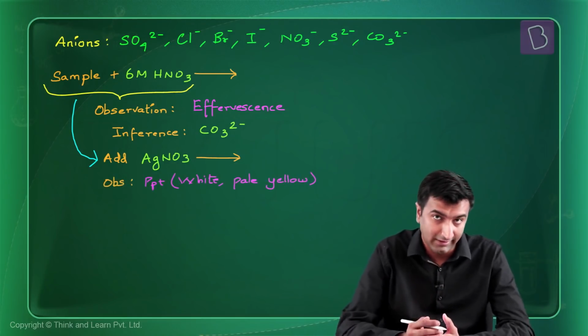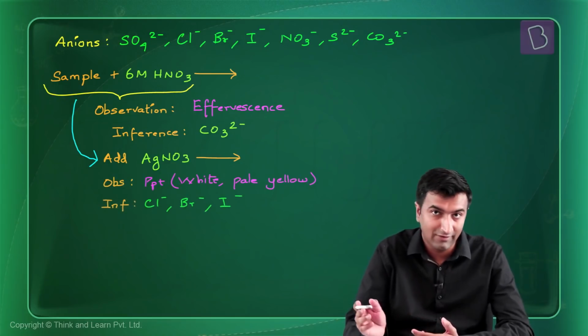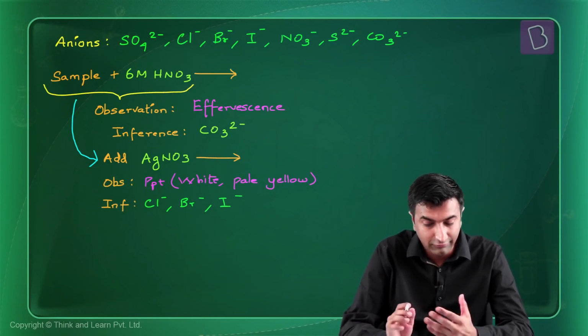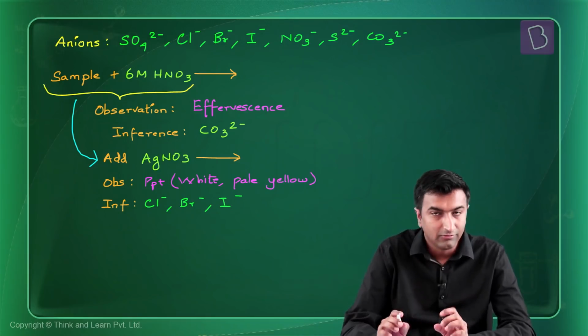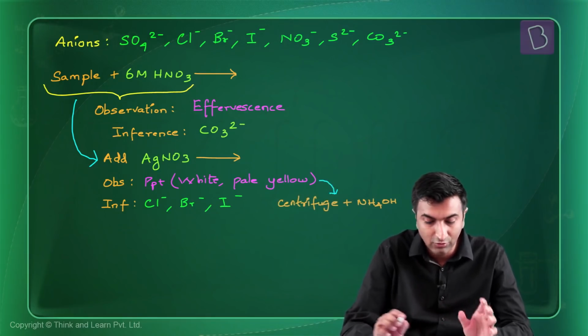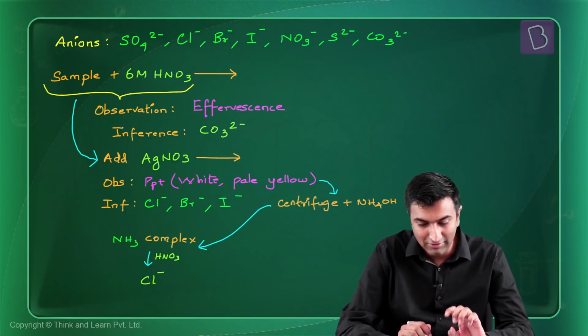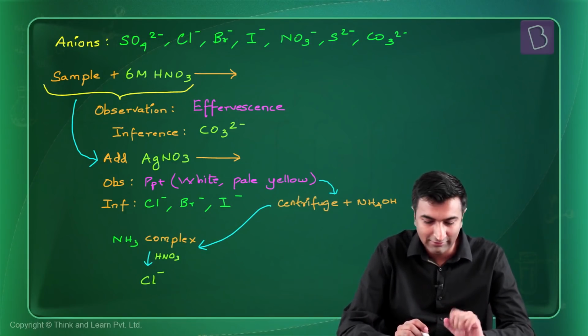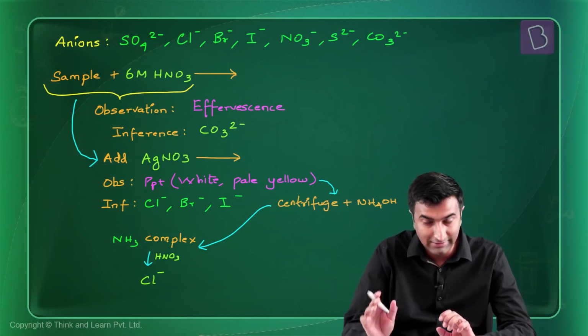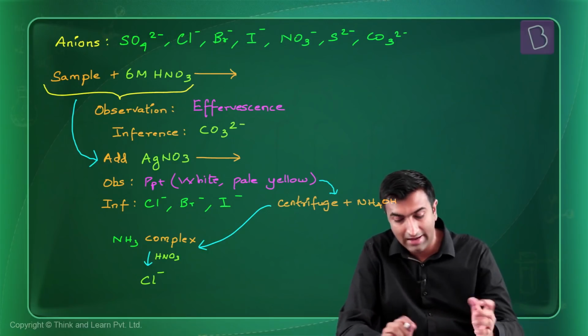If I get a precipitate, then you're done. You have one of the halides, white and pale yellow precipitates. You centrifuge them, add NH4OH, and you get 2 different things. You get either an ammonia complex with silver, and you have a white precipitate of AgCl, or you have the halogen test.